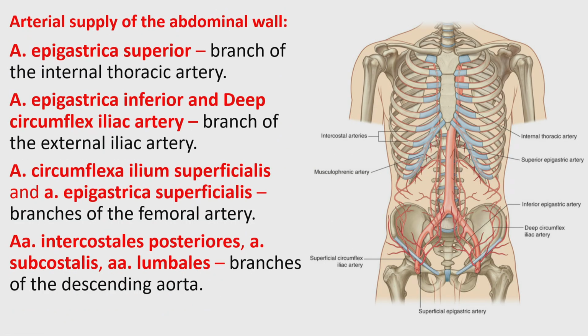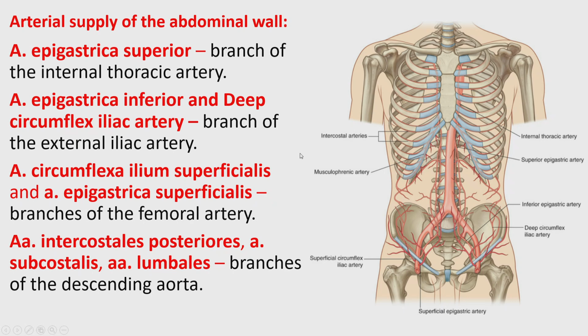The arterial blood supply of the abdominal wall: the superior epigastric, as we mentioned, is a branch of the internal thoracic artery, very important. The internal thoracic artery has two end branches. One is the superior epigastric, and the other is the musculophrenic artery. Those are the two end branches of the internal thoracic artery.